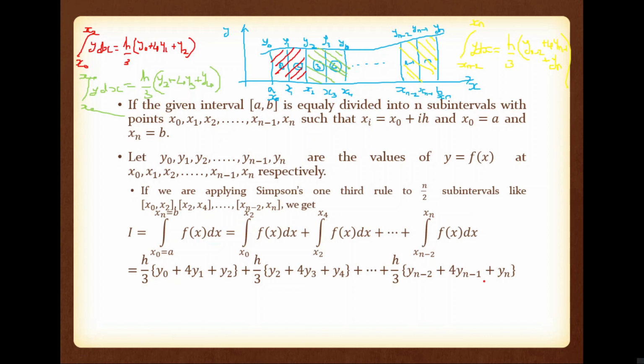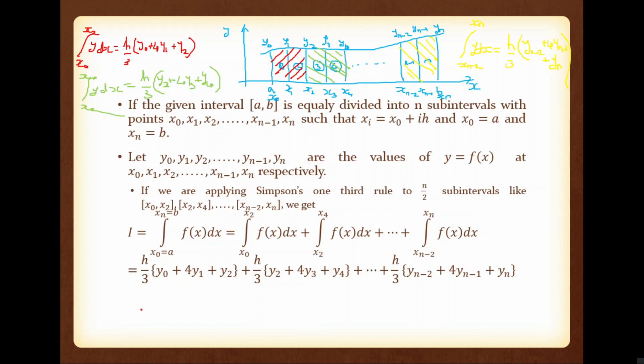If you are considering y2, here we have one y2, here we have another y2. So we have two y2. Then if you are considering y4, here we have y4. The next term is h by 3 into y4 plus 4y5 plus y6. So we have 2y4, 2y6, etc., up to 2yn minus 2.